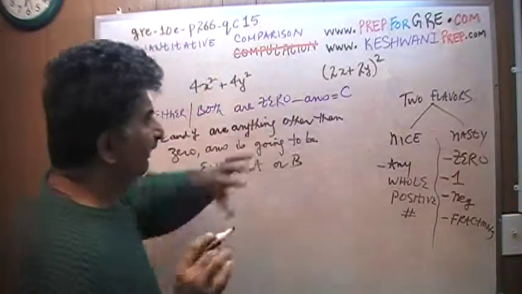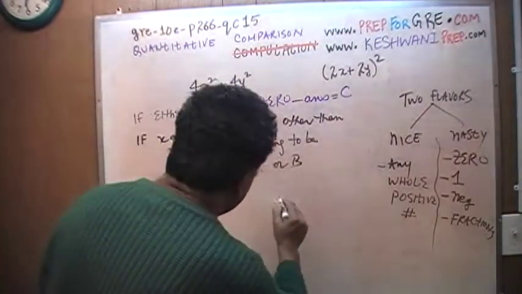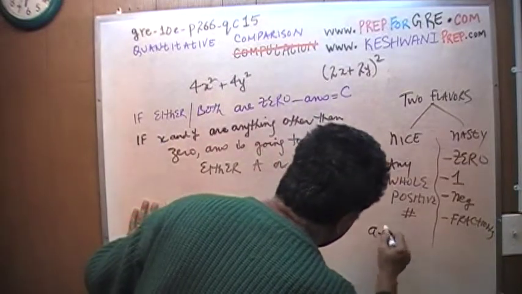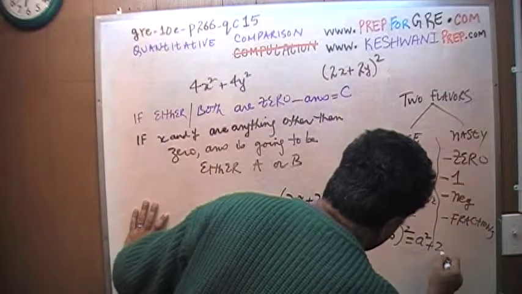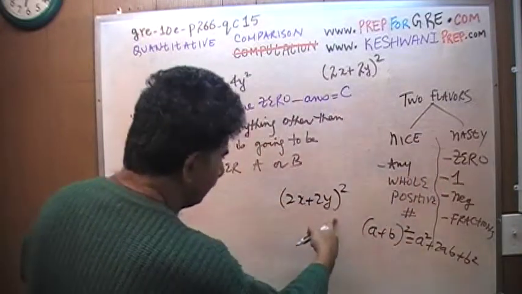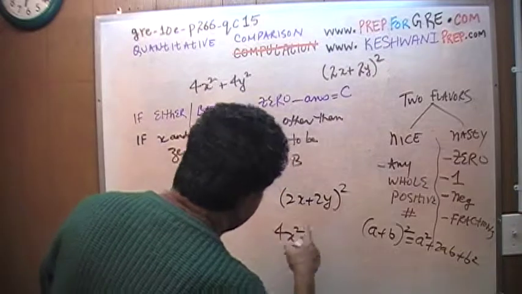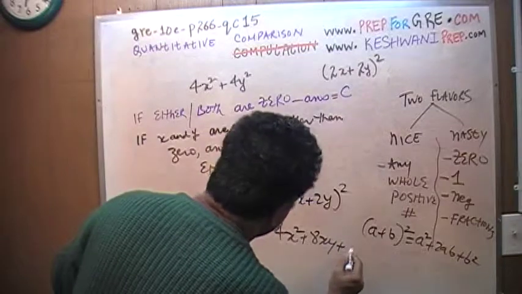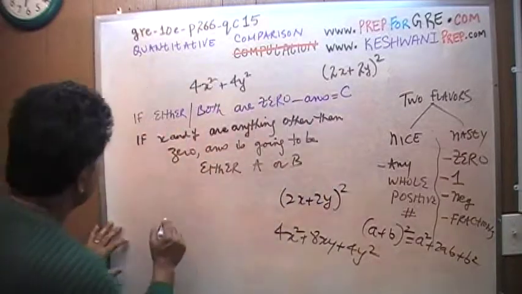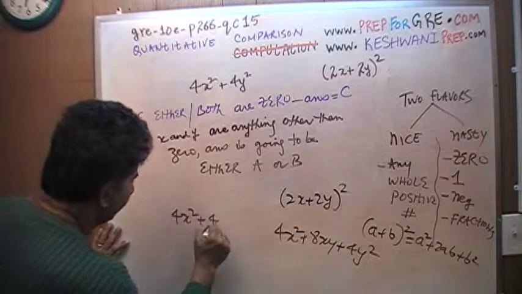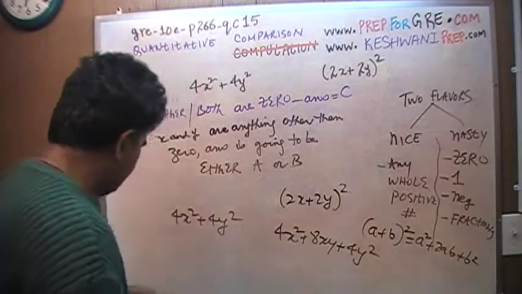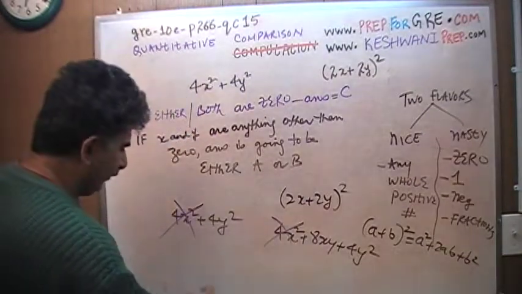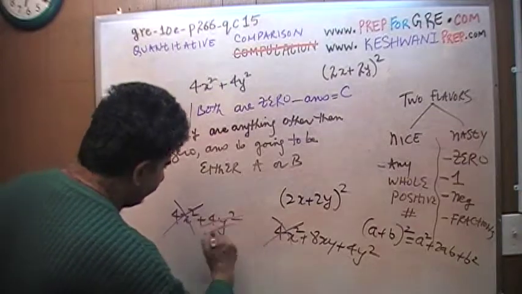The classical way is only for those people who know what's going on here, okay? So 2x plus 2y whole squared, which is the same as a plus b whole squared, which is a squared plus 2ab plus b squared. That's what you have to use here. So you're going to end up with 4x squared plus 2 times 2x times 2y, which is 8xy, plus 4y squared. And on the other side I have 4x squared plus 4y squared. As you can see, 4x squared appears on both sides, it plays no role. As you can also see, the 4y squared appears on both sides, it plays no role.